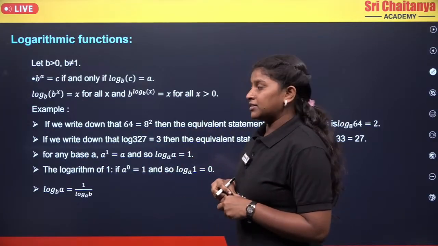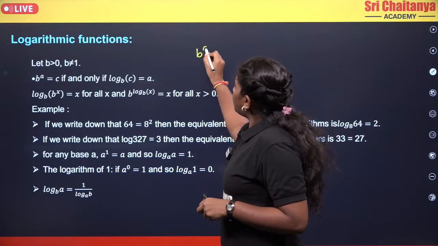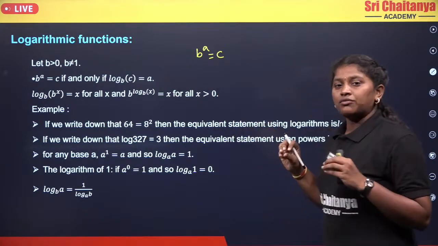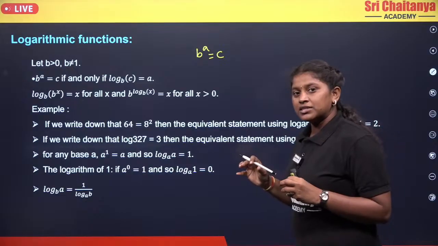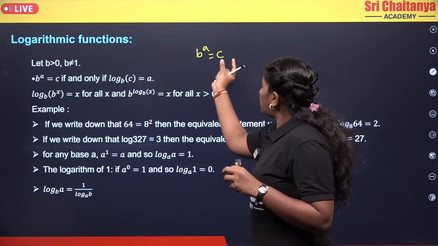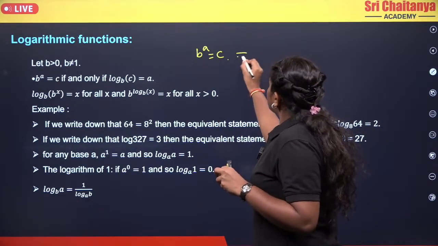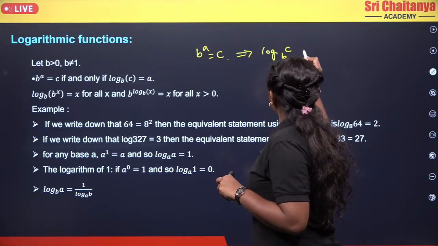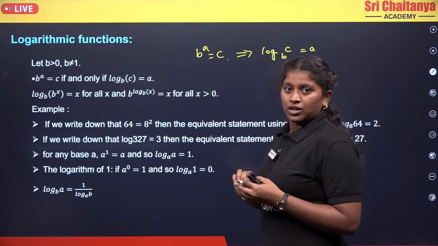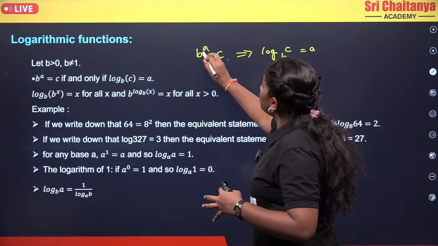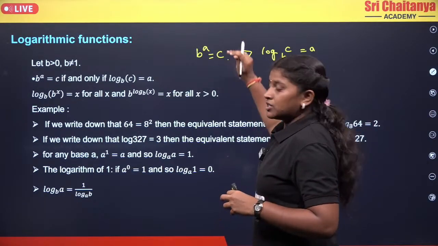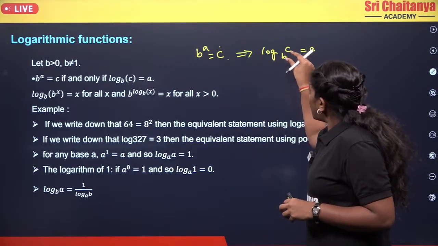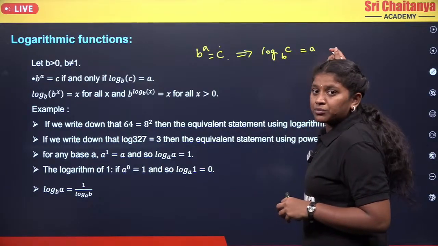So coming to here, we have b to the power a equals c. Now, how can we write the given exponents and powers in the form of a logarithm? Whatever value you have, I am going to take log c to the base b is equal to a. Here we have b to the power a equals c, so I am getting my value as c. Now the log of that value to the base b will become your a.